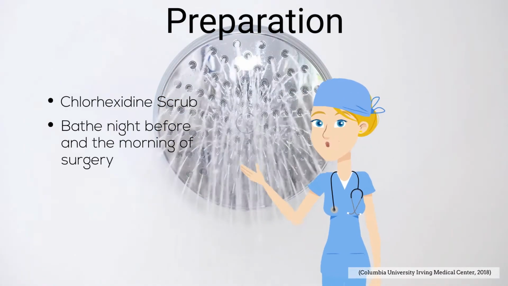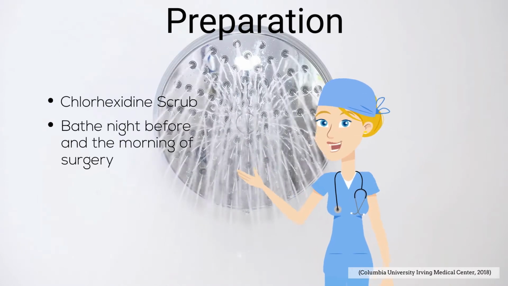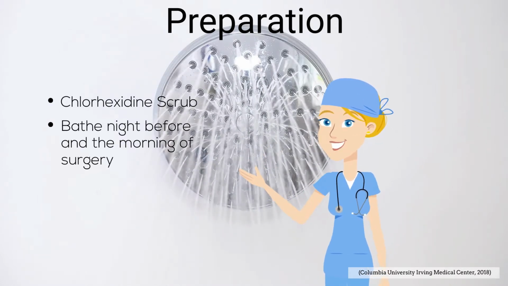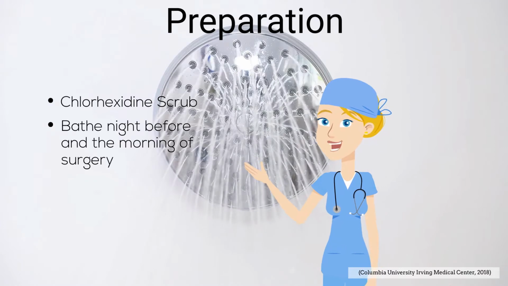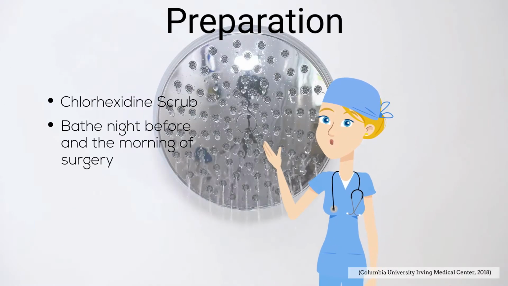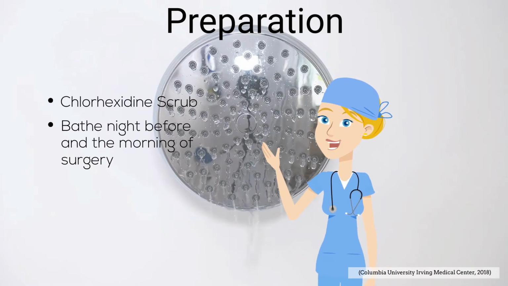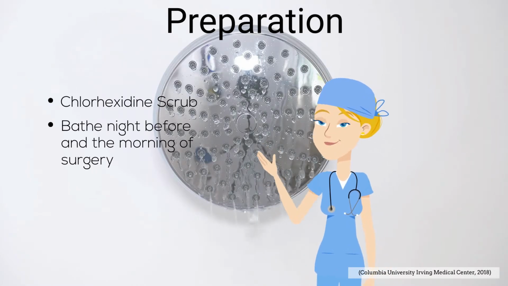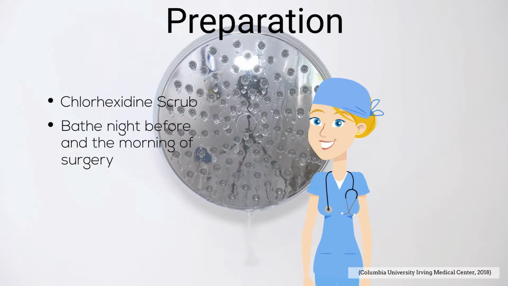You may be provided with an antibacterial soap called chlorhexidine scrub to bathe with from the neck down, with instructions to bathe the night before and morning of surgery. Some institutions provide chlorhexidine cloth wipes for bathing to help reduce the risk of surgical site infections.